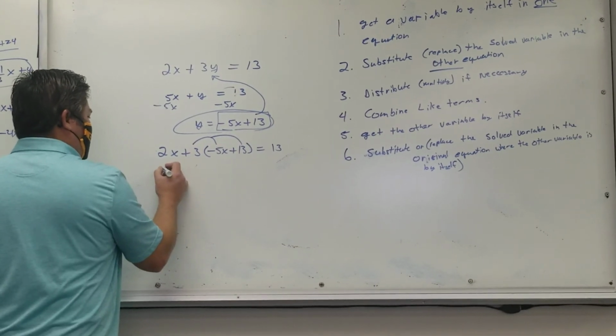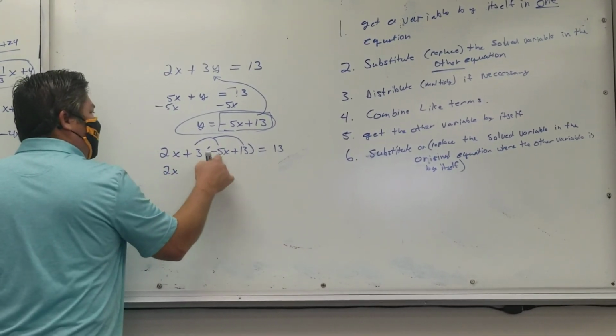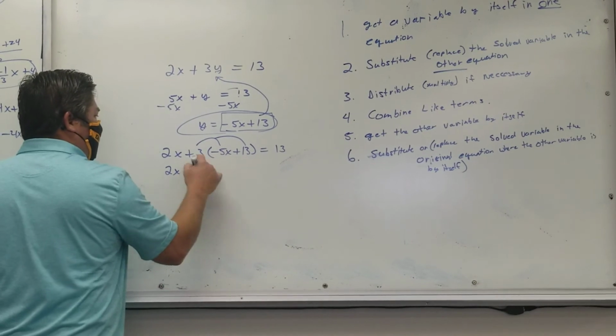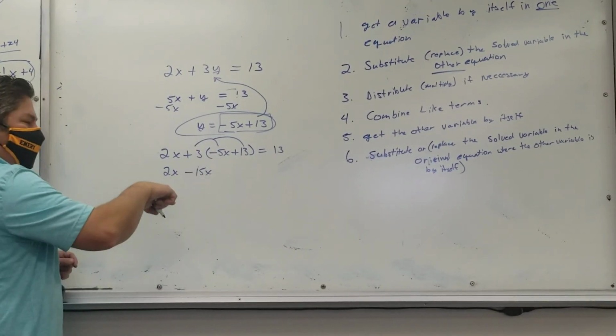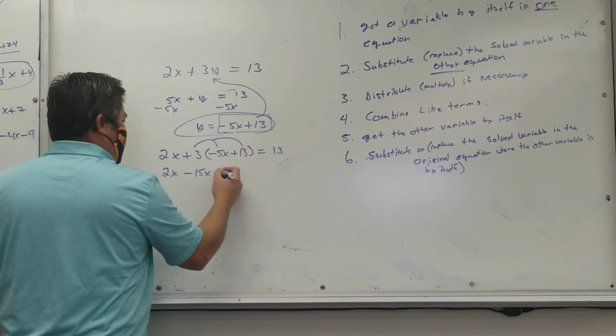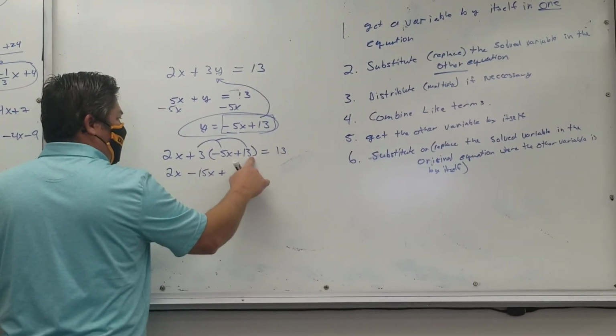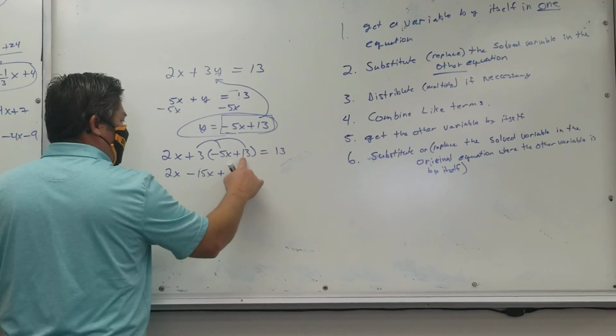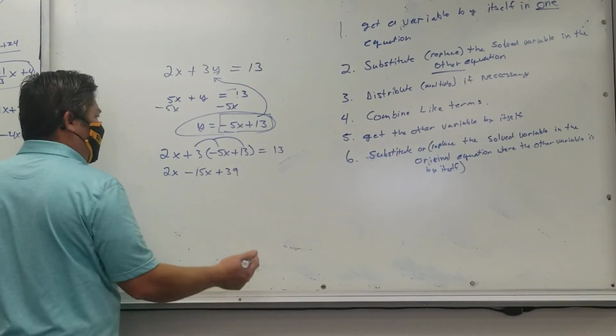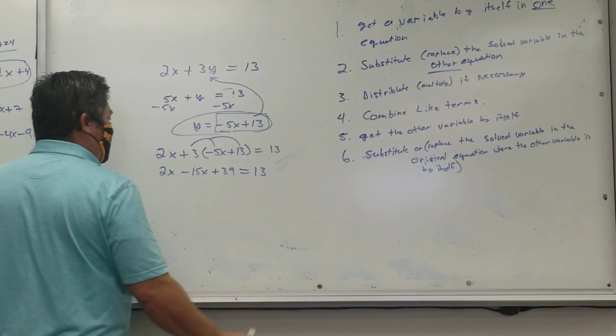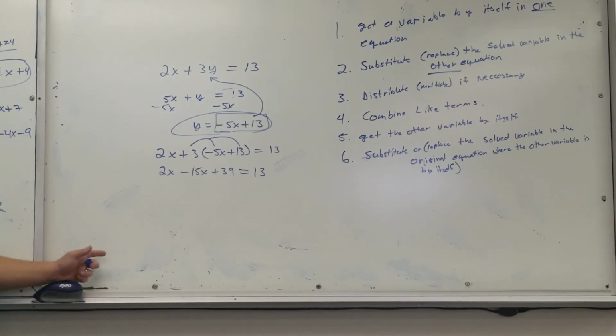So 2x, negative 15x. How come? Positive times a negative is a negative. 3 times 13: what's 3 times 3? 9. What's 3 times 1? 3. So it's 39. Equals 13. Now what should I do?